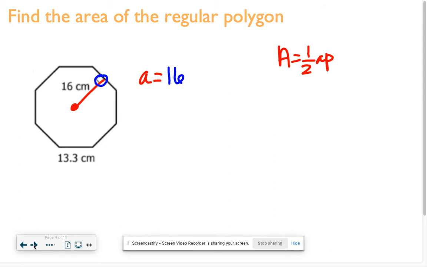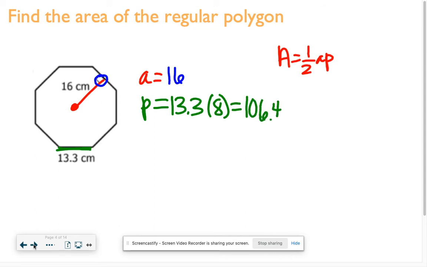Okay, so we have our apothem is 16. And then remember, our perimeter is if we were to walk all the way around, and we know that one of our sides is 13.3. And this seems to be an octagon, so we have to multiply it by 8. So we get a total of 106.4. And now we simply just plug it in to our formula.